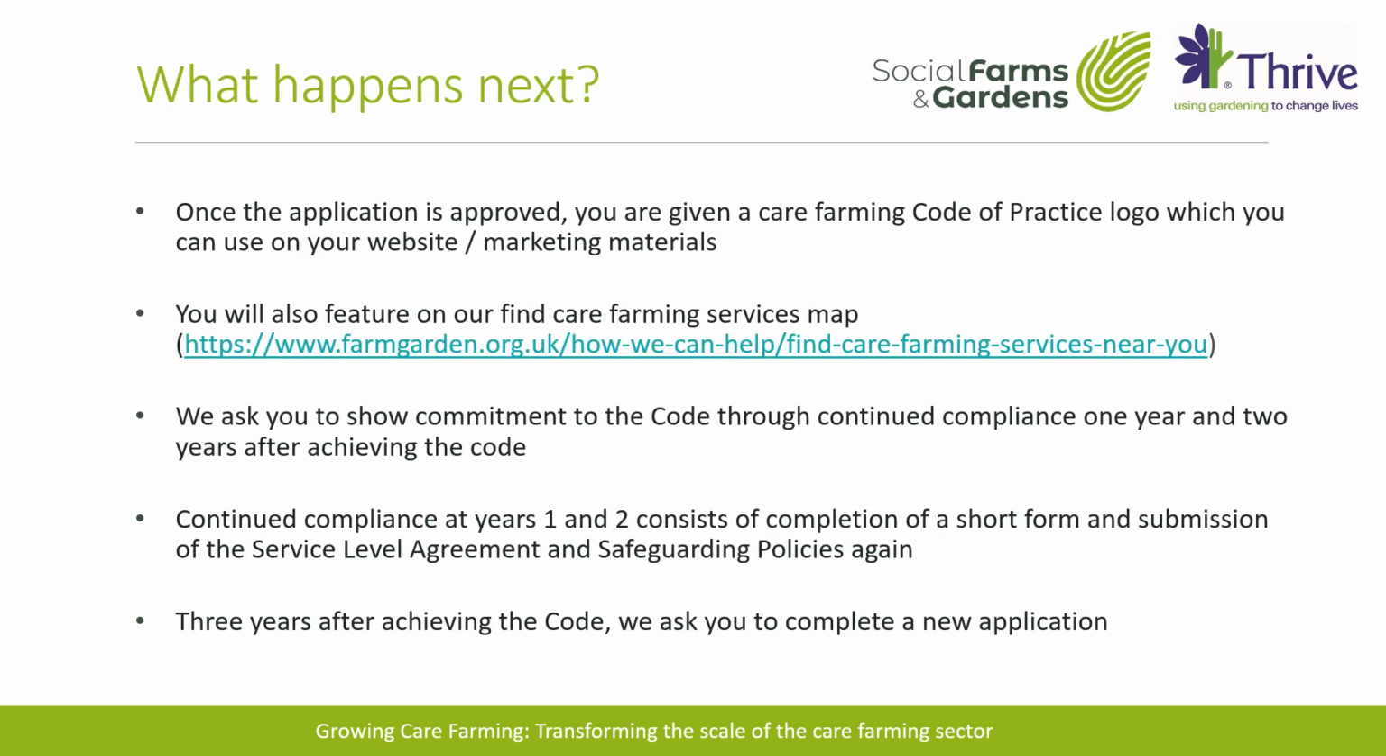What happens next? Once the application is approved, you're given a Care Farming Code of Practice logo which you can use on promotional material. The care farm profile on the online map of care farms will also show that the care farm has met the Code of Practice. At the end of the first and second year, after the code is first awarded, care farmers are asked to confirm that the care farm still meets the standards and to report any changes or challenges in order to continue meeting the code. At the end of the third year, care farmers need to resubmit their application to the panel for review.